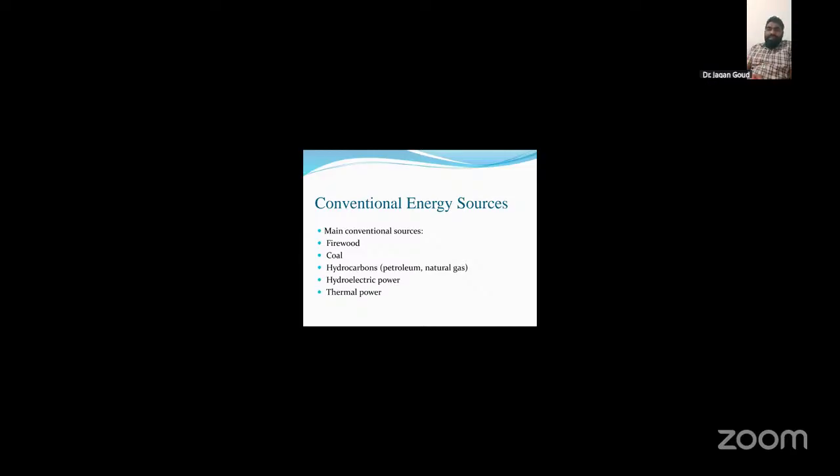Demerits: it causes deforestation, since widely using it means we need to cut trees.